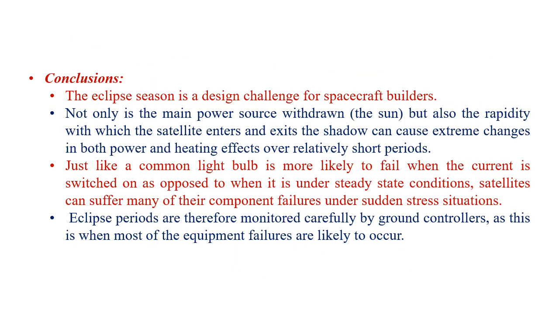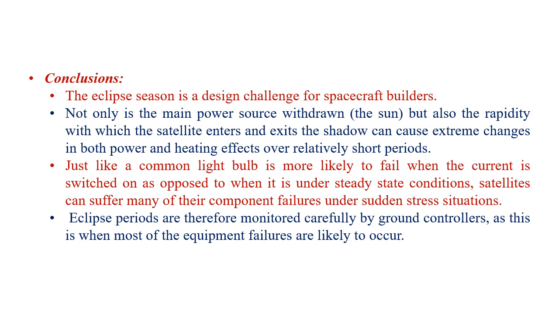So in conclusion, we can say the eclipse season is a design challenge for spacecraft builders. Not only is the main power source withdrawn, that means the sun, but also the rapidity with which the satellite enters and exits the shadow can cause extreme changes in both power and heating effects over relatively short periods. So that is another adverse effect that we usually don't consider, but it is a very serious problem.